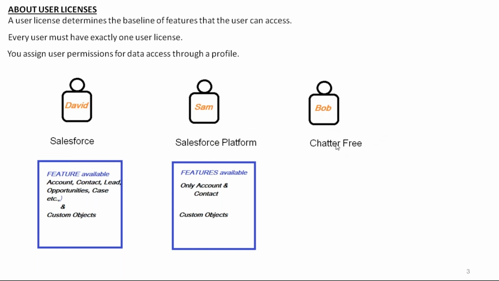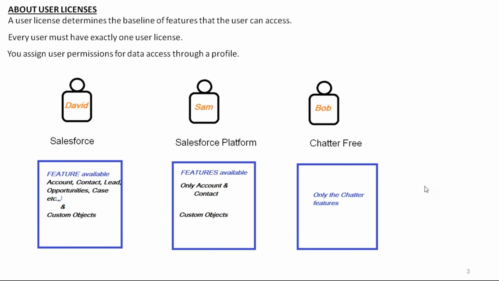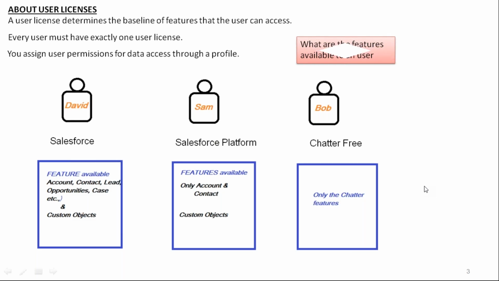And if the user is assigned a chatter free license, the user can only access a chatter feature, not object. None of the objects will be available to the user. Okay, so license decides what are the features available to the user. Able to follow this?